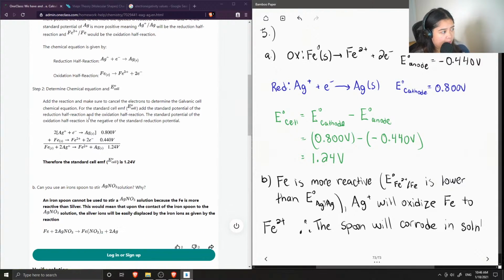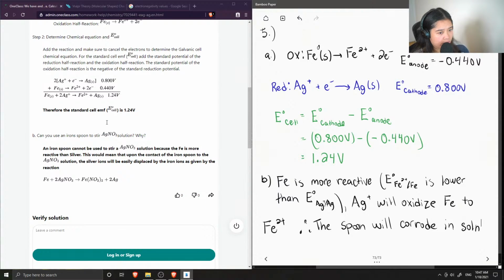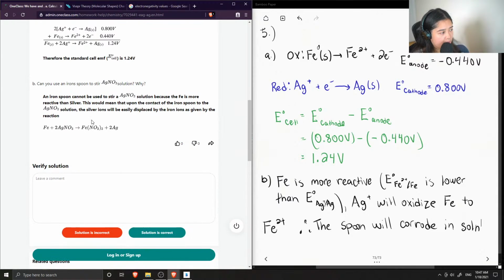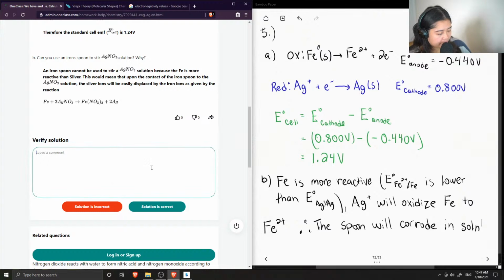Yep. And now determine the chemical equation and E cell. Add the reactions and make sure to cancel the electrons to determine the galvanic cell chemical equation. Okay, so they also got 1.24. And now for B, can you use an iron spoon to stir? It cannot be used because the iron is more reactive than silver. This would mean that upon the contact of the iron spoon, the silver ions will be easily displaced by the iron ions as given by the reaction. So they give the reaction as well. So this solution is correct.